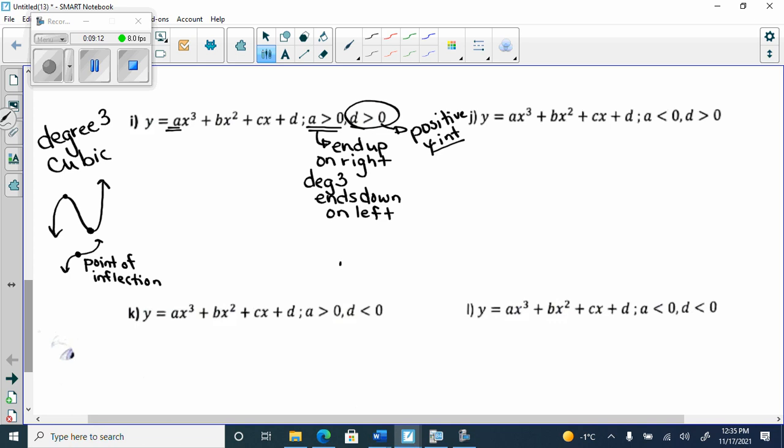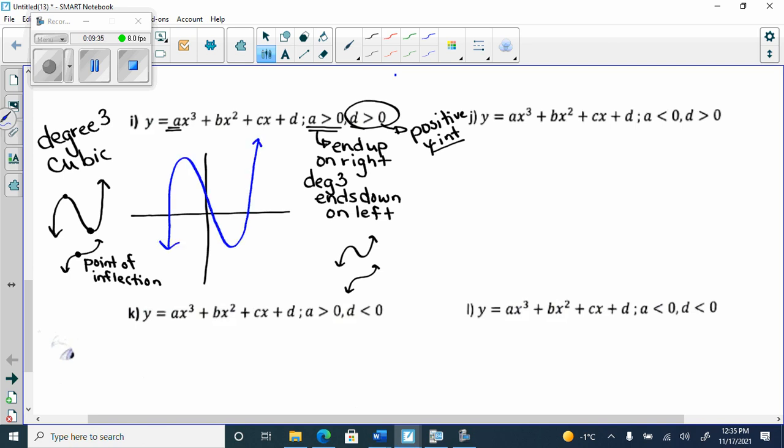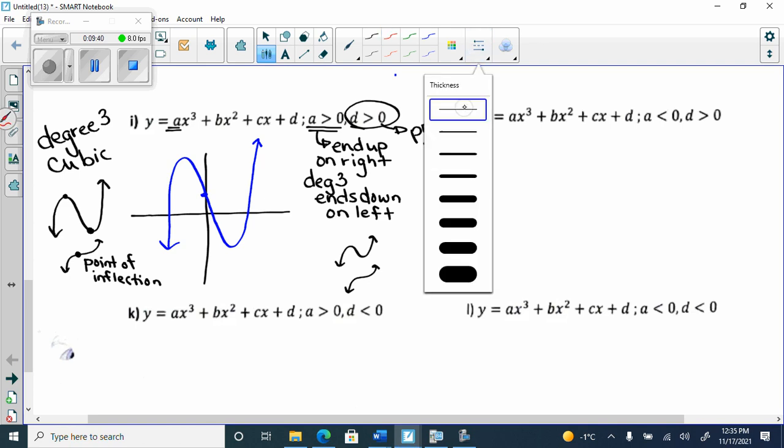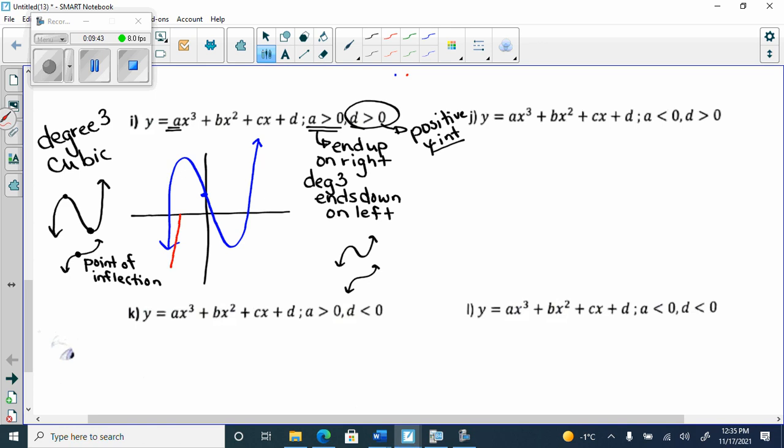So I know it's going to look something like this. Or it could look like this. Right? I know it has to end up on the right and down on the left. I didn't tell you if it has to have a max or min or a point of inflection, so it could be either of those. But the key thing is it has to have a positive y-intercept. So I can go like this. Would that work? Down on left, up on right, positive y-intercept? Yep. Or I could do something like this. It went past the equation, but still up on right, down on left, still a positive y-intercept, right?